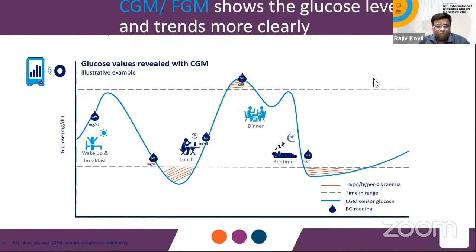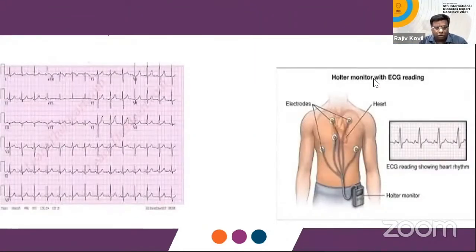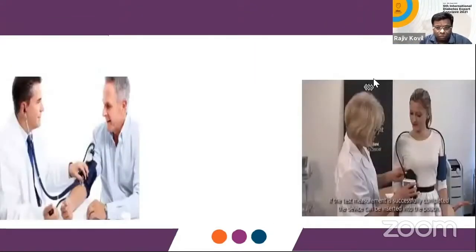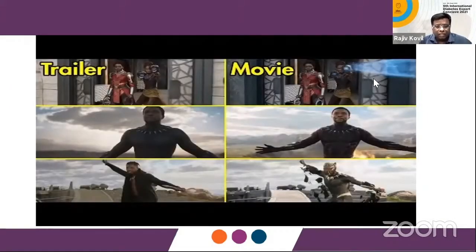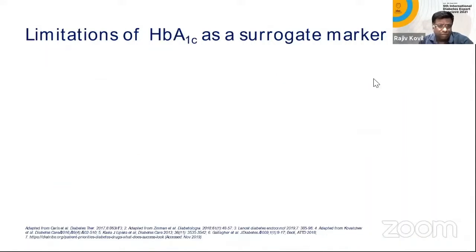We all know this slide where if we overlap CGM on SMBG, we see a lot of variability. The difference between a photograph and a videograph, a Holter and an ECG, a 24 hours ABPM versus an office ABPM, or a trailer and a movie, is that kind of difference we get between a CGM and an HbA1c. If you look at the history of HbA1c, it has evolved over the last 50 years from using total GHb to now HbA1c. But today you also have TIR based consensus based on HbA1c itself.